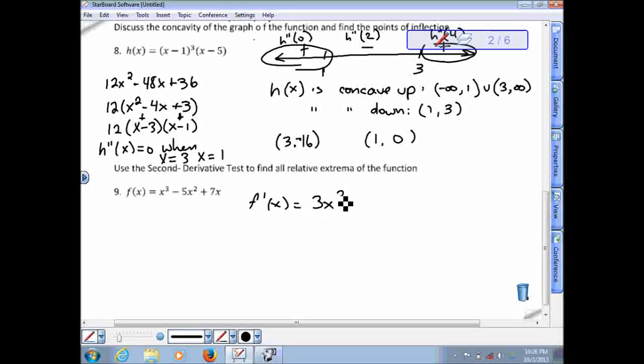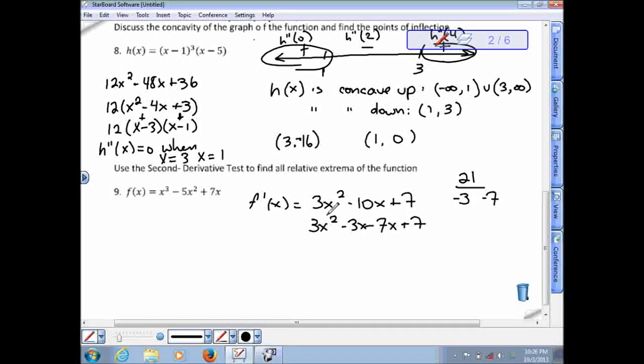So the first derivative is 3x squared minus 10x plus 7. Okay? Doing a little bit of factoring that you hopefully have had a little bit of practice with. 3 times 7 is 21. We need two numbers that multiply to 21 and add to negative 10. That's going to be negative 3 and negative 7. So that linear term in the middle splits up into minus 3x minus 7x plus 7.